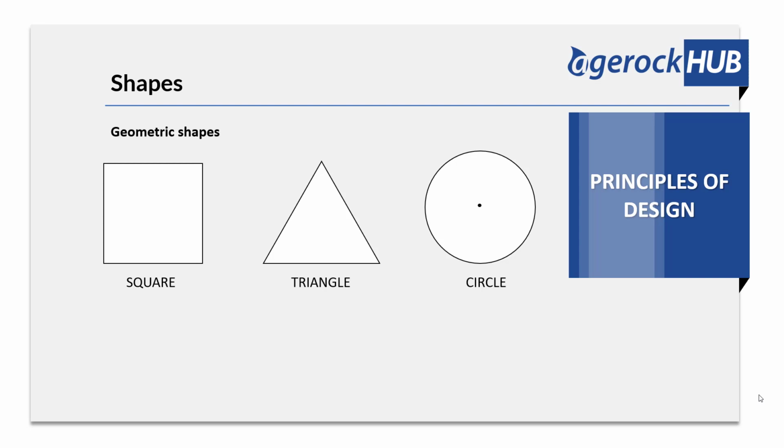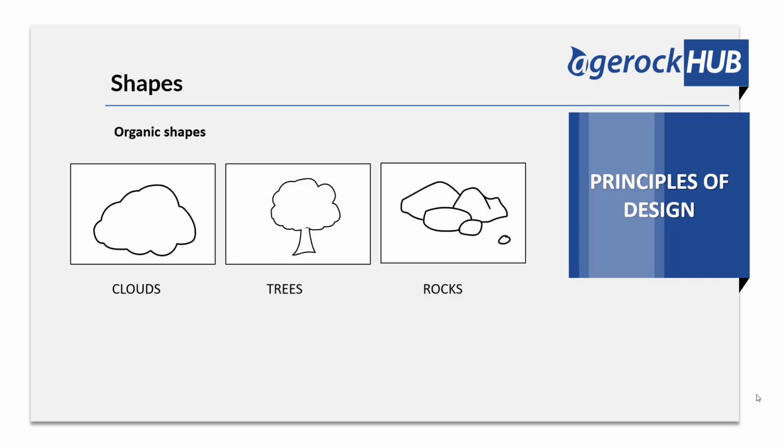A square has all its sides equal. A triangle has 3 sides. The length and direction at which any of the sides are moving can be determined. A circle has the same radius from its center to any part of its circumference. On the other hand, organic shapes are irregular or asymmetrical. Examples are shapes like clouds, trees, and rocks.